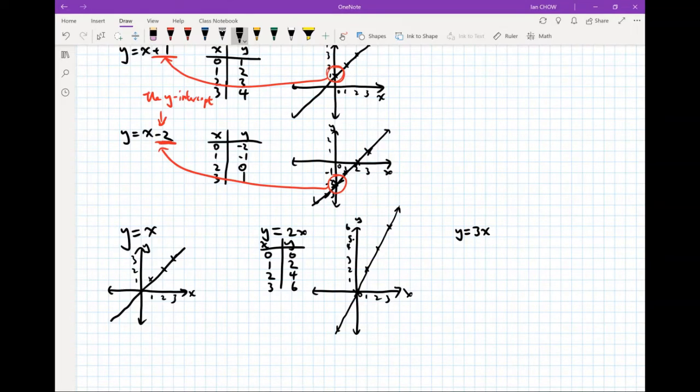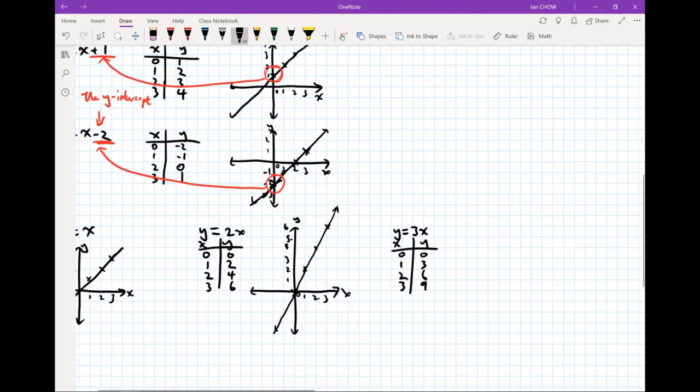And then again, let's draw our x, y table over here. When x is 0, y is 3 times 0, which is still 0. When x is 1, y is 3 times 1, which is 3. When x is 2, y is 3 times 2, which is 6. And when x is 3, y is 3 times 3, which is 9.